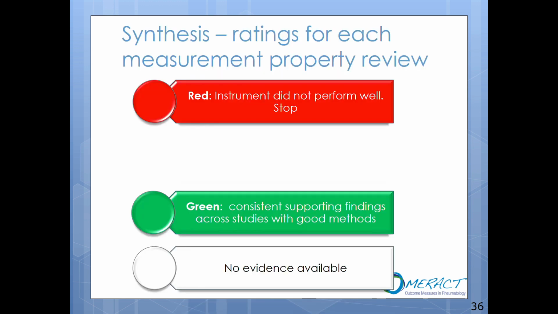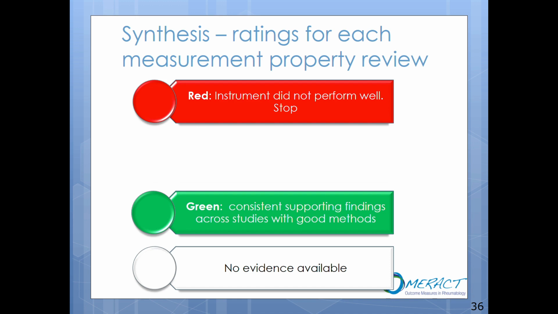Now we're moving into the synthesis phase of our review. And remember our red, amber, and green. Same thing now. We have to come to a conclusion for all the cells that were in the column for construct validity or test-retest reliability. And we have to say for each measurement property, do we think the instrument did poorly, so it didn't perform well, which would give it a red rating. Green would mean that it was consistent supporting findings across studies that used good methods.